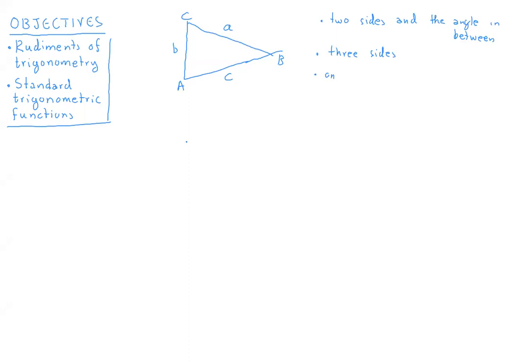Or one side and the 2 angles adjacent to it are also enough. So in each of these cases, how do you find the remaining elements of a triangle if you know the ones that uniquely define it? So that's one question that we would like to be able to answer in trigonometry.